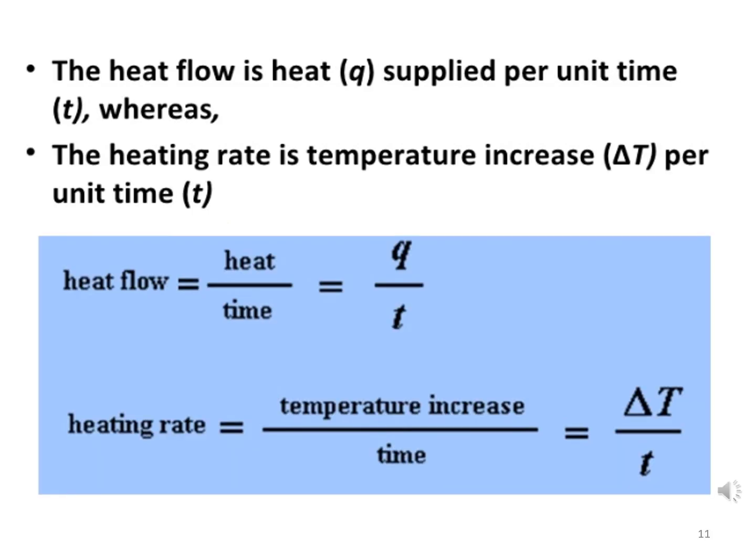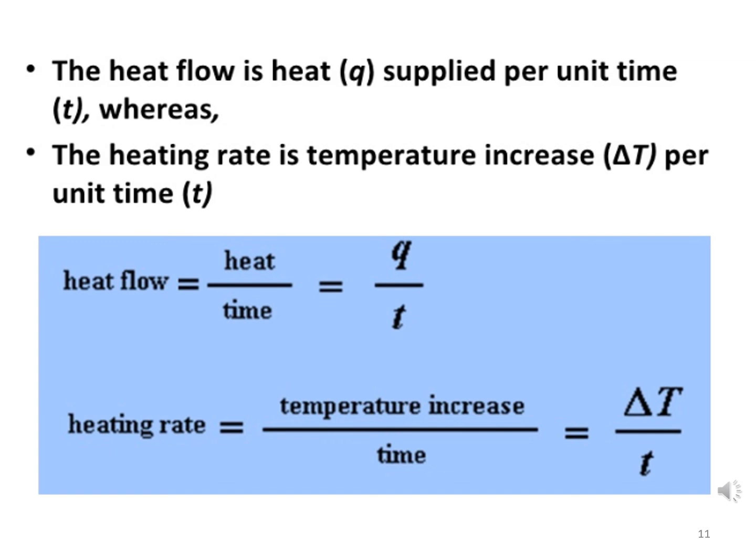So what is the heat flow that we record or measure on the y-axis? Heat is represented by Q, and heat flow is the heat supplied per unit time, that is, heat divided by time. We can represent it as Q over t, where Q is heat and t is time.